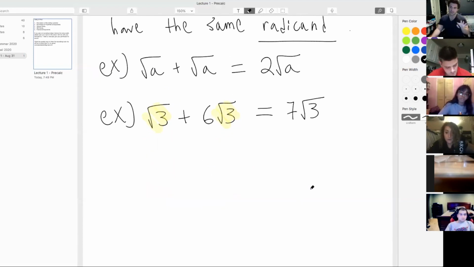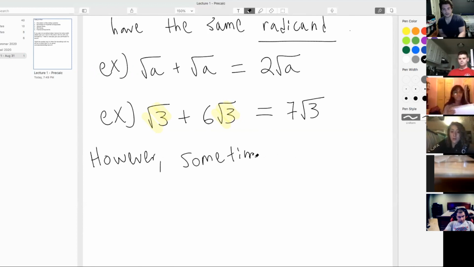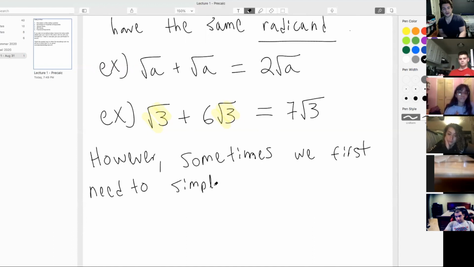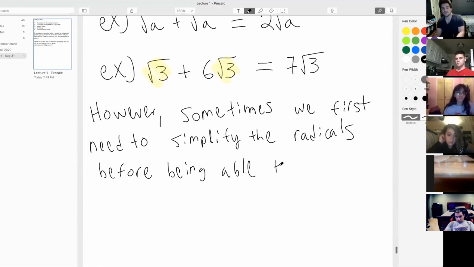So sometimes these questions aren't going to be presented as nicely as they just were. Sometimes you're going to need to simplify the radicals first and then add them. All right, so let me just write that quickly. However, sometimes we first need to simplify the radicals before being able to add them. Okay, and we'll just do a quick example of that.